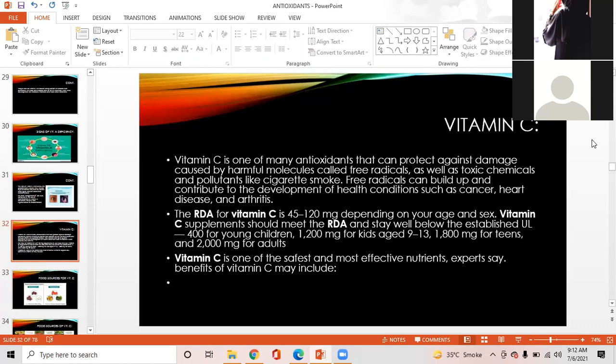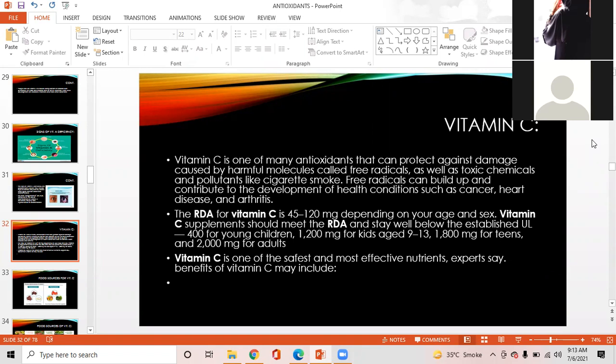Vitamin C. Vitamin C is one of the many antioxidants that can protect against damage caused by harmful molecules called free radicals, as well as toxic chemicals and pollutants like cigarette smoke. Free radicals can build up and contribute to the development of health conditions such as cancer, heart disease, and arthritis. The recommended daily allowance for vitamin C is 45 to 120 milligrams depending on age and sex.